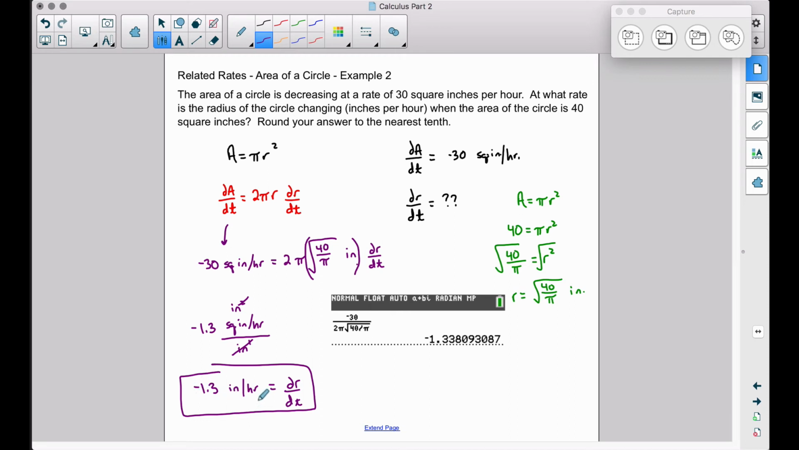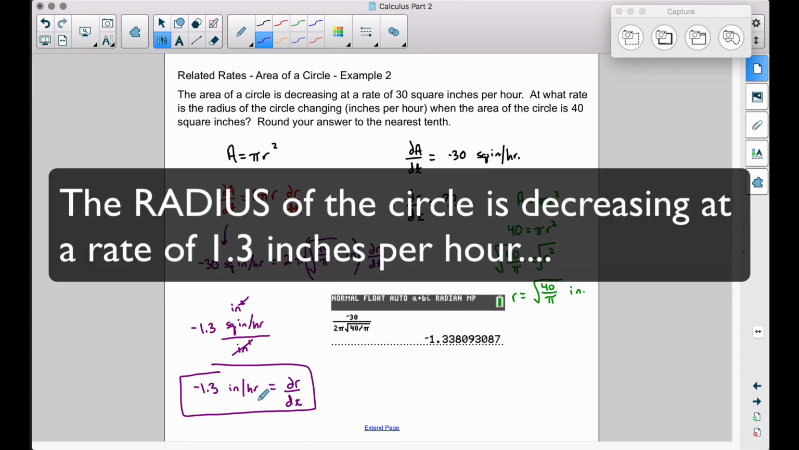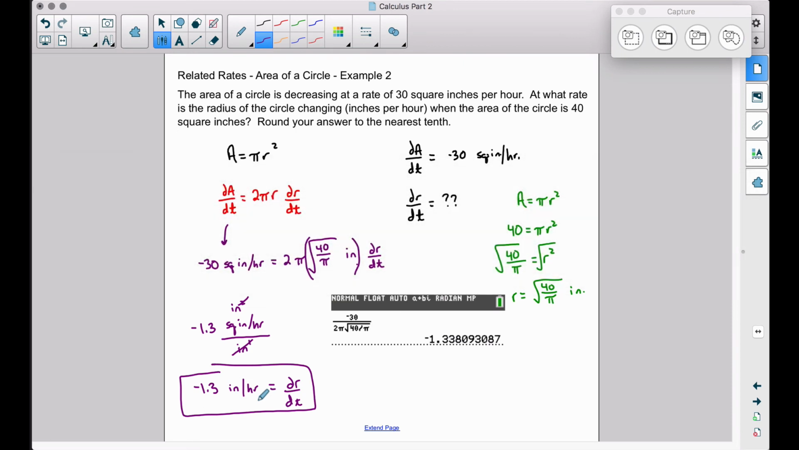If you were to write out a sentence, you could say the radius is decreasing at a rate of 1.3 inches per hour. And again, just make sure you round correctly. The extra step here was to find a radius to plug into that unknown. Therefore, we could solve for dr/dt.